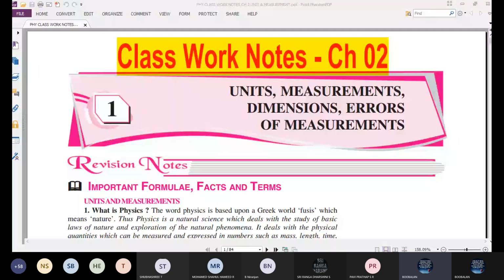Main scale. This starts with 0, 1, 2, 3, 4, 5. Circular scale, 100 divisions are there. Division means 100 lines, 70, 80, 90, like that, 100 lines. Between them I will place one wire. So this is a screw gauge. The next one, vernier caliper.